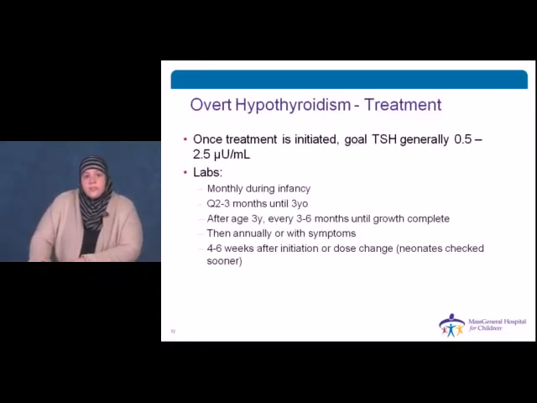Once you initiate treatment in overt hypothyroidism, the goal is generally to keep the TSH between about 0.5 and 2.5, or in the lower half of the normal range. And so we titrate our dose to achieve this goal. In terms of lab frequency, we send labs monthly during infancy, and then, as shown here, slowly space out, such that by the time someone's completed growth, annual labs are typically enough. And then once you change dose or when you start thyroid treatment, we check the labs 4 to 6 weeks later, as I mentioned.